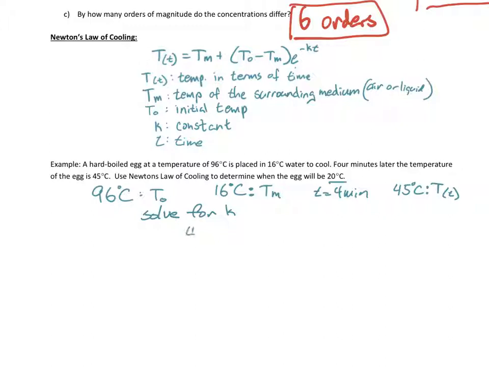We should have 45 equals 16 plus our initial, which is 96, minus the temperature of the medium, which is 16, times e to the power of negative k times, well, we know the time, 4. Okay, so this is just an equation we need to solve. Again, remember that this is the part that we're solving for. Right there, we're trying to find out what k is. So we're going to work with our skills of solving exponential equations. First thing we need to do is isolate the exponential part.